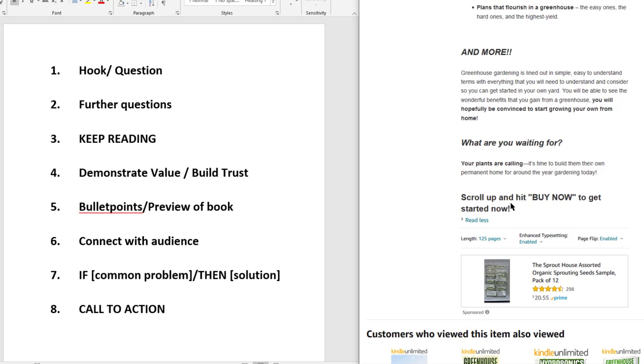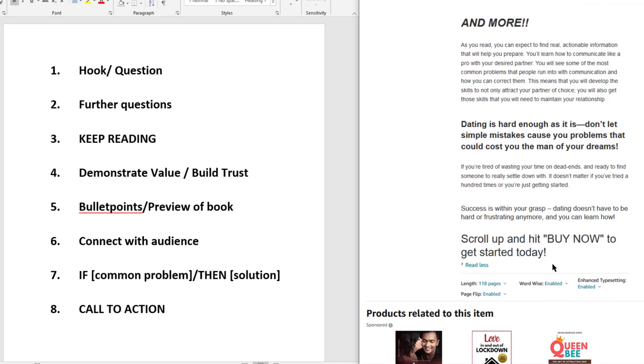Scroll up and hit buy now to get started. Get started today. Start your journey. Don't waste another minute is a good one. Success is within your grasp. Scroll up and hit buy now. You could always put something like that. And for the most part, every single one of my descriptions is going to fall within this 8-step parameter.